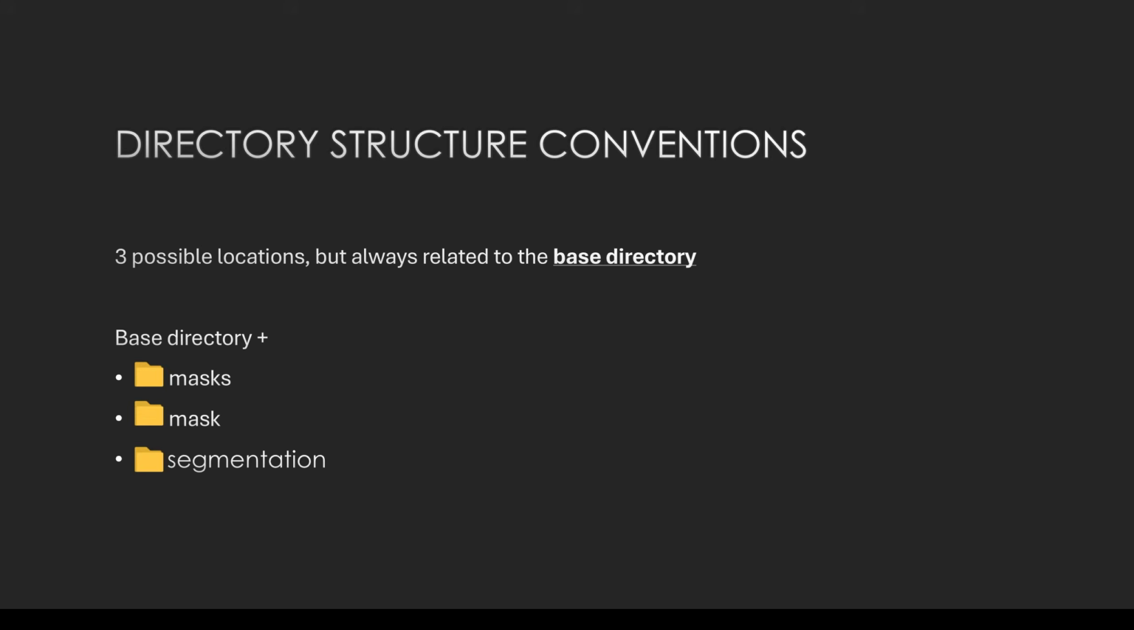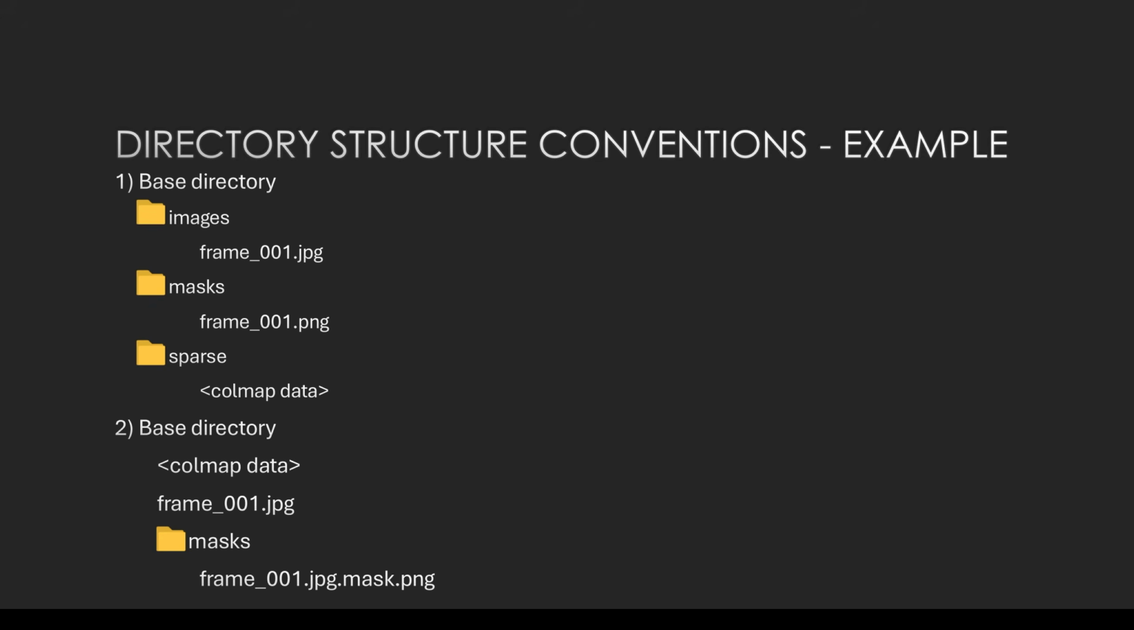Also, the directory structure has some conventions. There are three possible locations to put your masks, but they are always related to the base directory you are importing into LichtFeld Studio. The names are masks, mask, or segmentation. Here is an example. In the base directory, we have three folders: images, masks, and sparse. Images would contain your original images, masks your mask images, and sparse the COLMAP data.